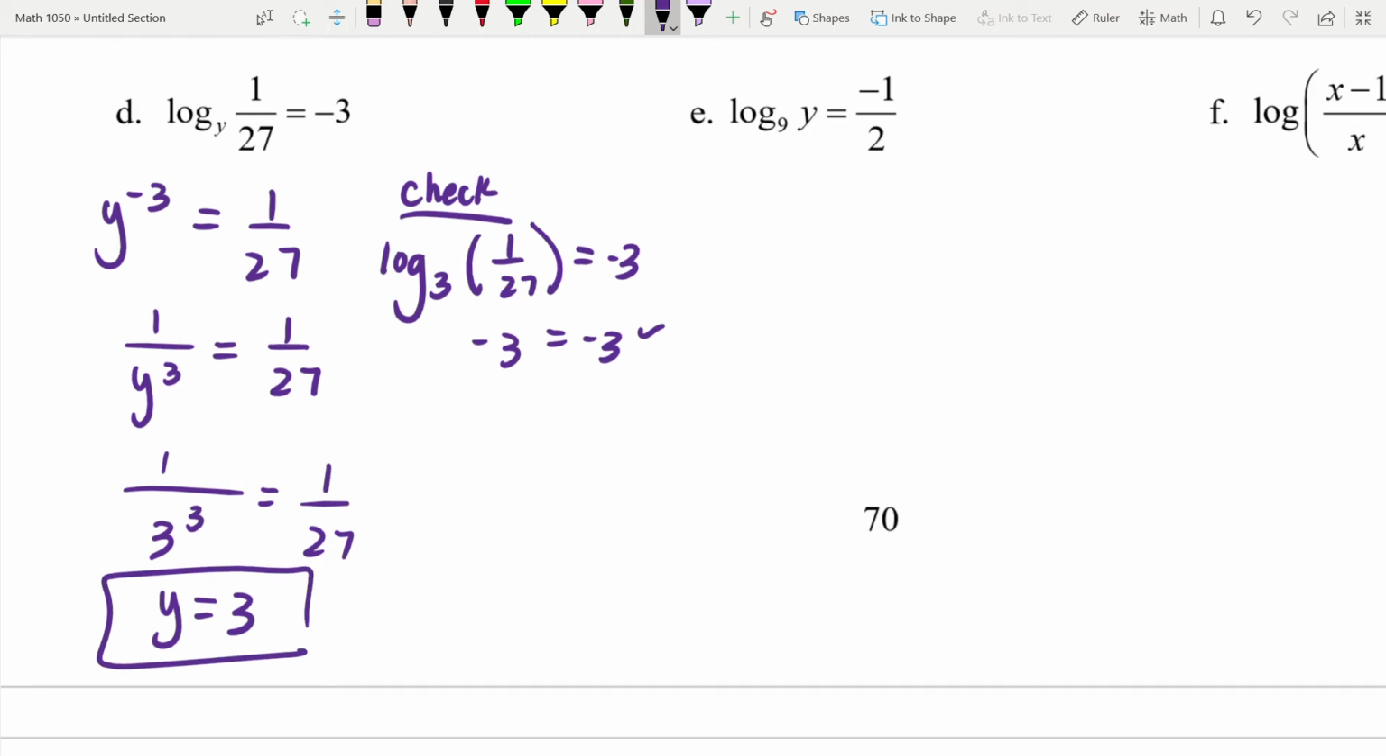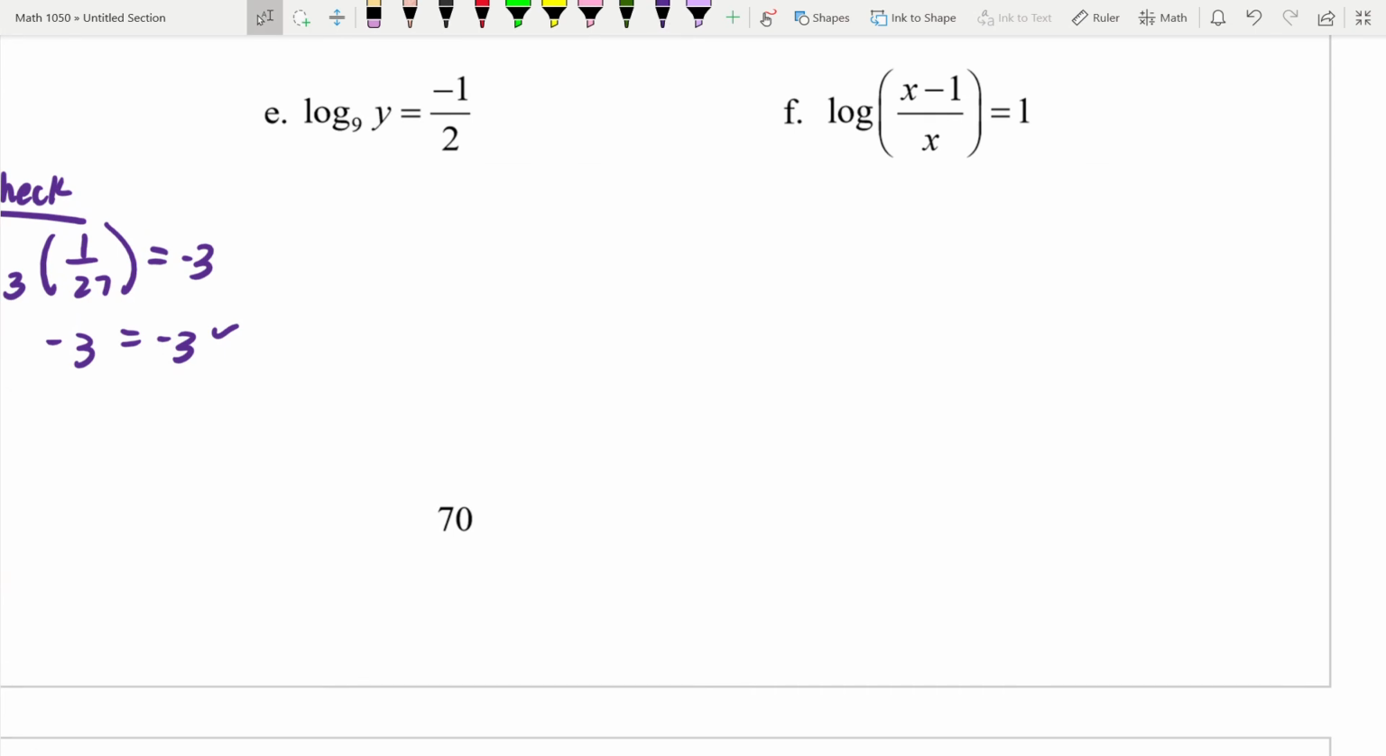What do you say to someone when they go, I thought you can't have a negative, and now we have a negative? You can't take the log of a negative. Can the value of a log be equal to a negative? Yes. Okay. Question E, stuck.